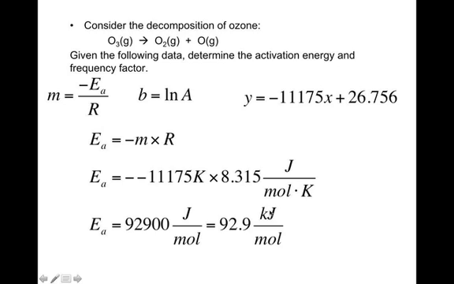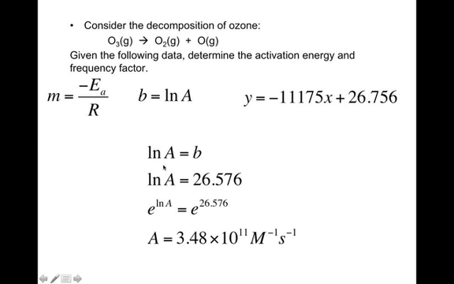All right, and then the last thing we have to do is get the frequency factor. So we know that the y-intercept is related to the frequency factor. So here's the y-intercept. So the natural log of A is equal to the y-intercept. To solve for A, to get rid of the natural log, I'll raise e to both sides. So I've got e to the natural log of A is equal to e to 26.576. E to the ln of A is just A. That's how we got rid of the natural log. And then e to the 26.576 is 3.48 times 10 to the 11.